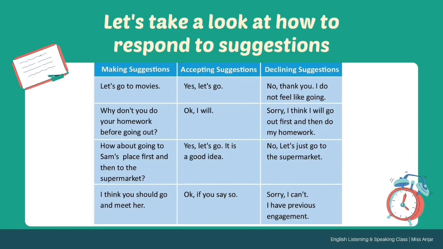Okay, and for example, the other examples here: why don't you do your homework before going out? You may say, okay, I will, to accept the suggestion. Or you should say sorry if you want to refuse or decline the suggestion. Or you can say, sorry, I think I will go out first and then do my homework. Okay, so yeah, it's up to you.